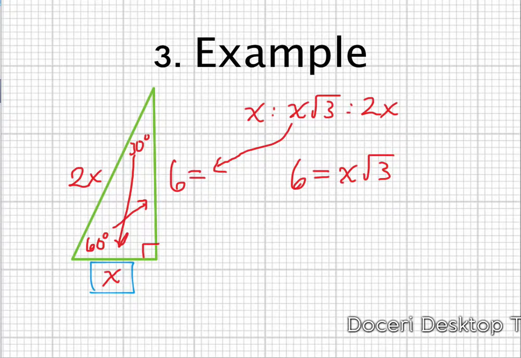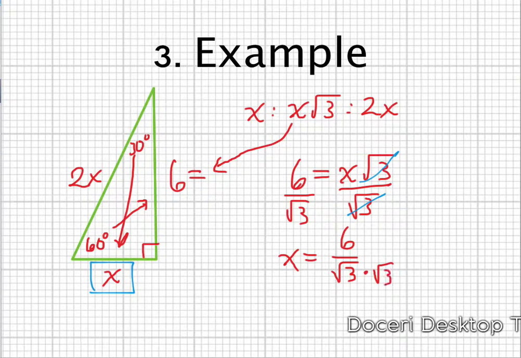So dividing both sides by square root of 3 is what I want to do because I'm multiplying x by square root of 3. So this reduces the square root of 3. So all I'm left with is x equals 6 divided by the square root of 3. Now if you remember from Algebra 1, we're not allowed to have a square root in the denominator. So I need to get rid of that square root by multiplying it by itself. So I multiply this by square root of 3.